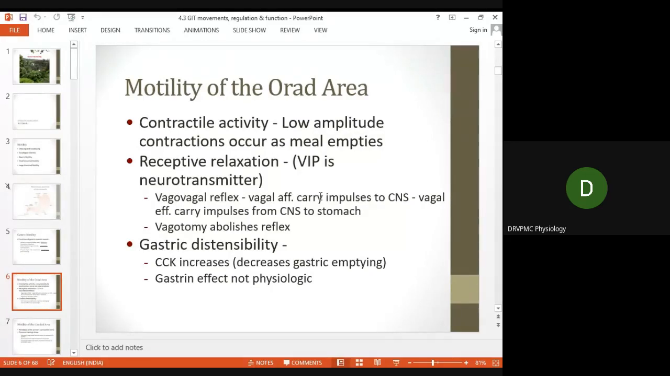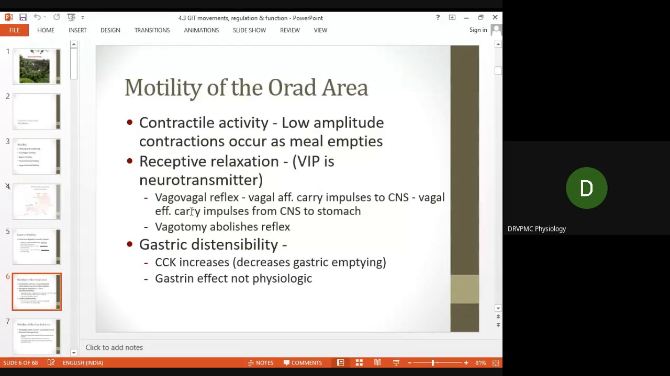Vagal afferents carry the impulse to the CNS. When food comes into the stomach, the impulse will go through the afferent branches of the vagus nerve to the central nervous system, CNS, and then the vagus itself again carries the efferent. The vagal efferent will carry the impulse from the CNS to the stomach. This is called the vagovagal reflex, which is responsible for the receptive relaxation.